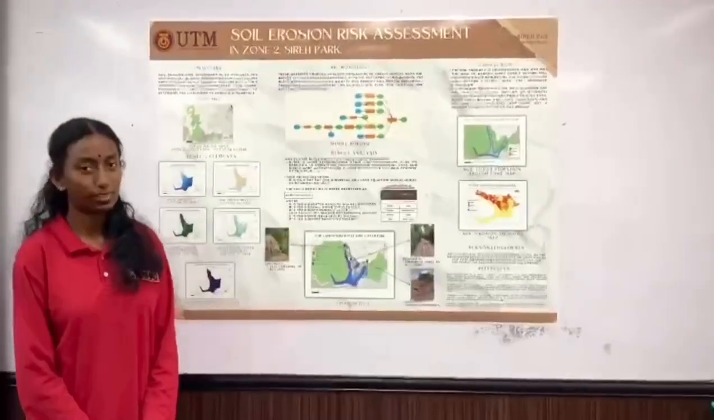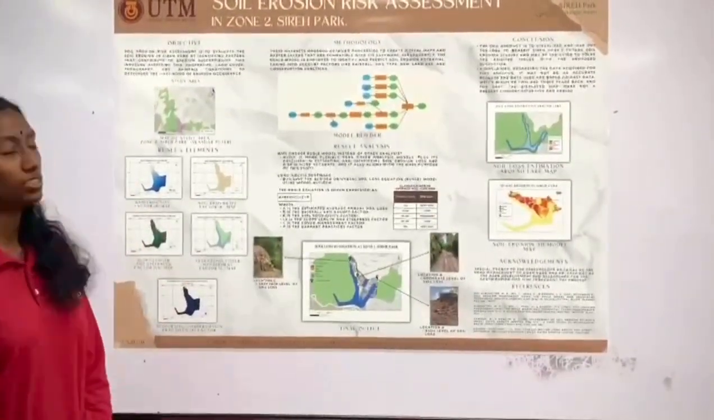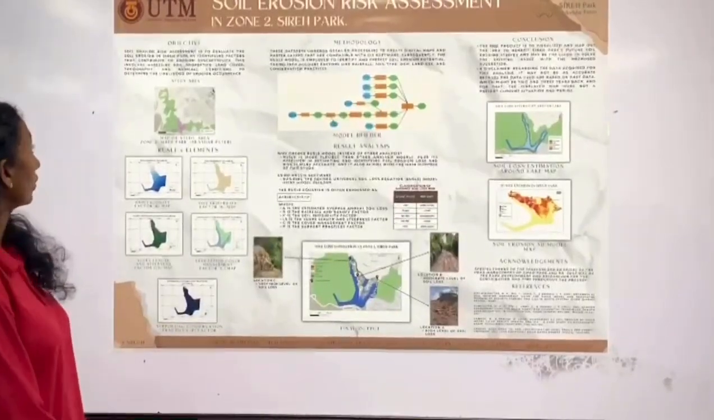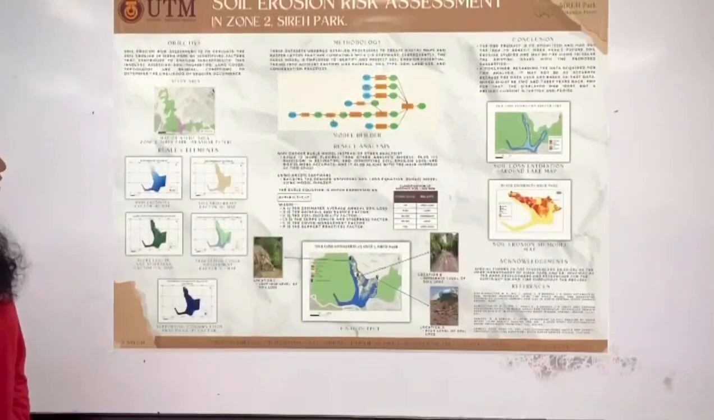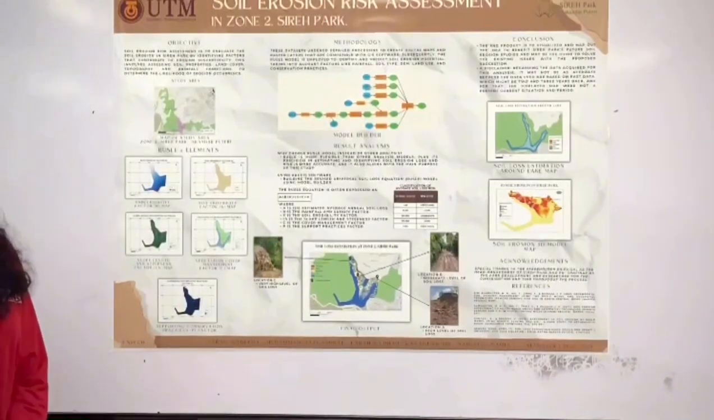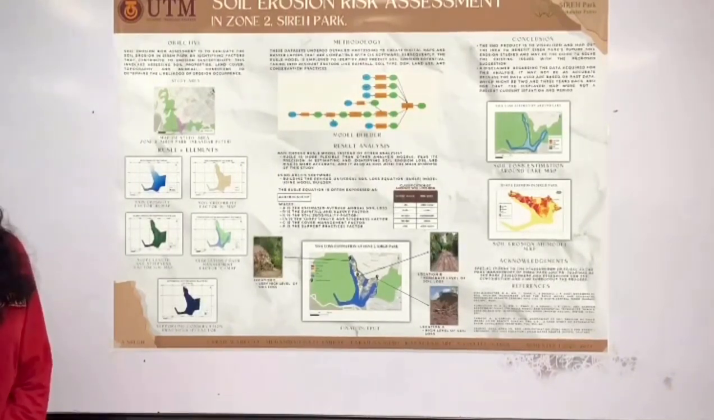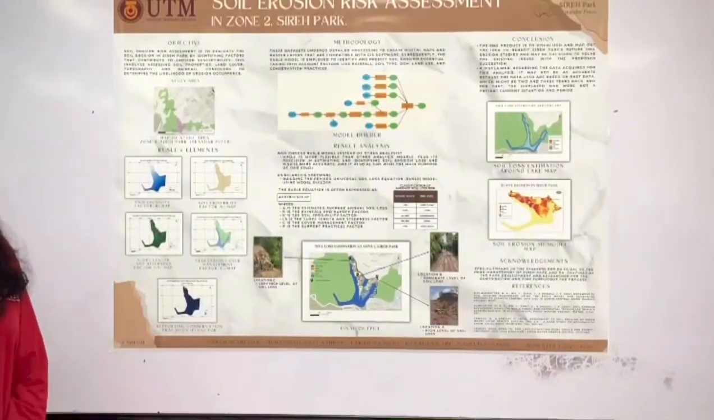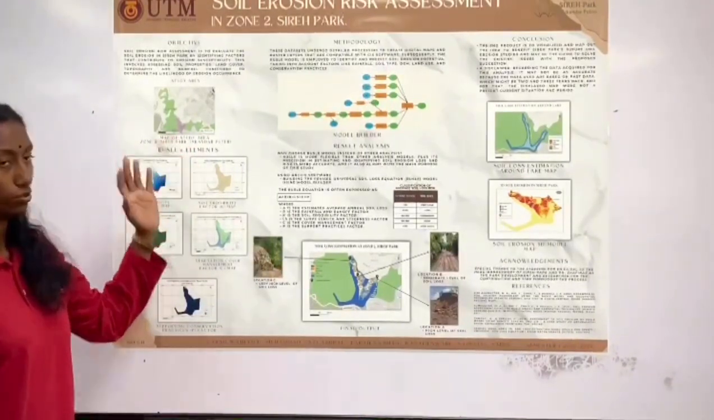So I'm going to present the objective of our project. Soil erosion risk assessment is to evaluate the soil erosion in SIREH by identifying the factors that contribute to erosion susceptibility. This involves assessing soil properties, land cover, topography, and rainfall condition to determine the likelihood of erosion occurrence. So our study area is here, SIREH, and I'll focus on zone 2.